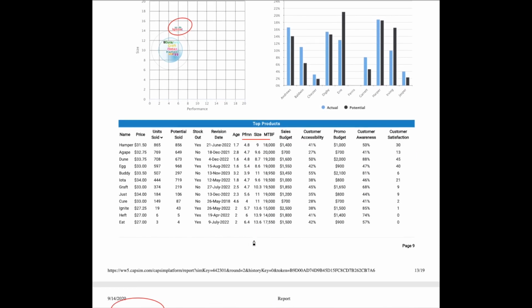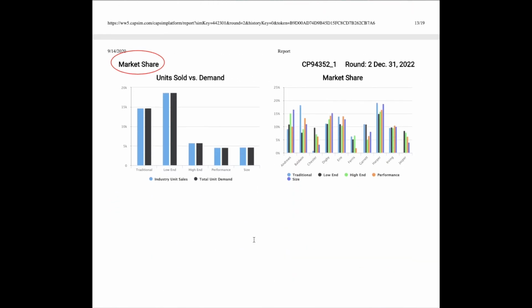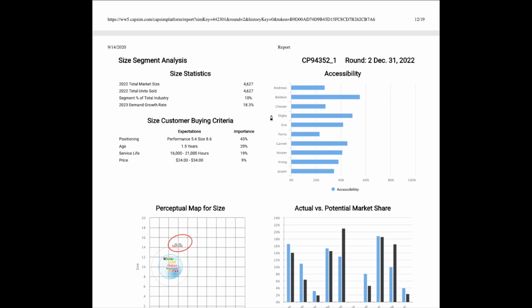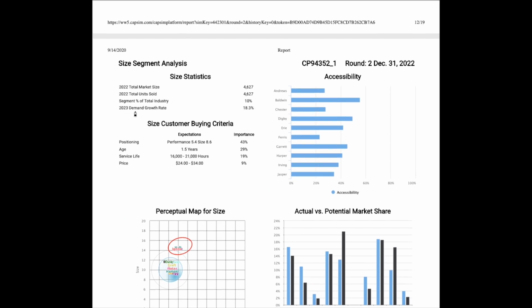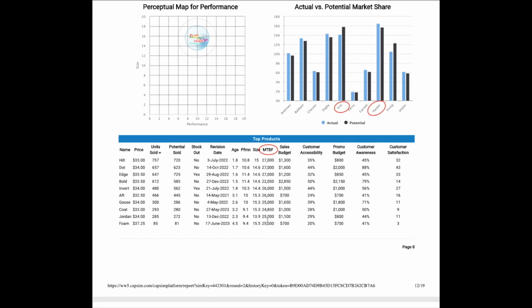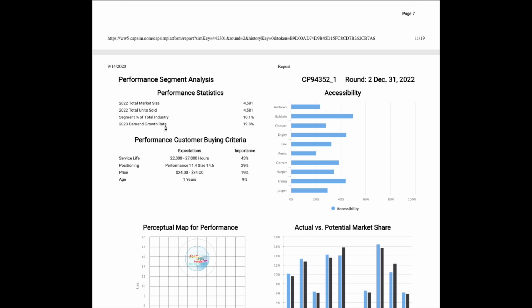Okay. Now let's go to market share. In market share, you can see that a lot of teams are focusing on the traditional and high end. So if you come here, you can see the demand growth rate. What your team needs to do is to calculate how much the total market size will be in 2023, and use that number, increase the number, and then calculate how much your team is planning to sell in this market segment. It's the same for the other market segments as well.